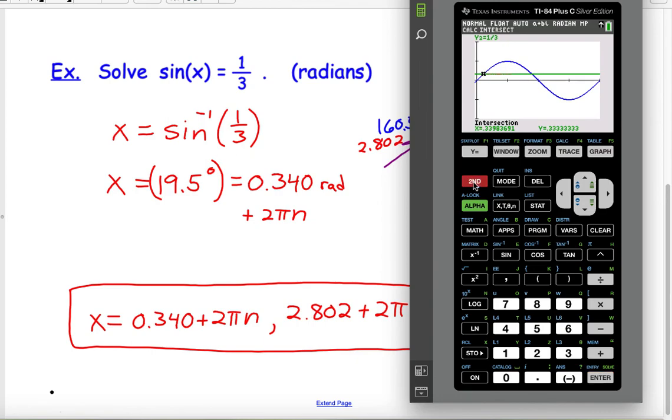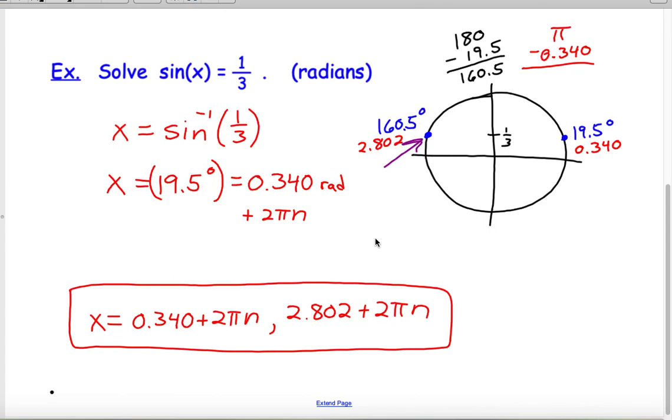And then if I do that again, second calculate 5, first curve y1, second curve y2. Give me a guess. I'm going to move that over quickly. And we get 2.8017, which we rounded to 2.802. And notice that's going to keep happening as we go through every period of this graph. So if you keep adding 2 pi to those answers, you'll get all the other answers as well.